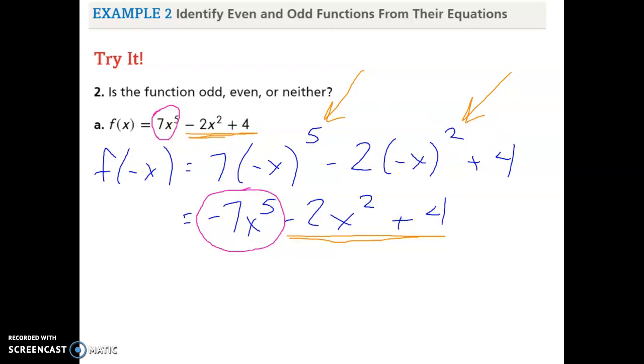So they're not all opposites and they're not all the same. Therefore this one is neither. In order for it to be even, they all have to be the same. In order for it to be odd, they all have to be opposite. And this one is a combination of the same and opposite. So therefore it is neither.